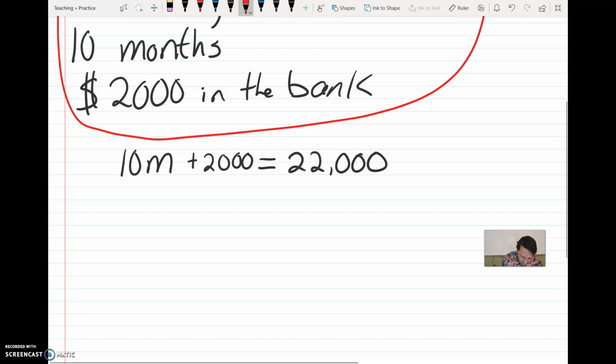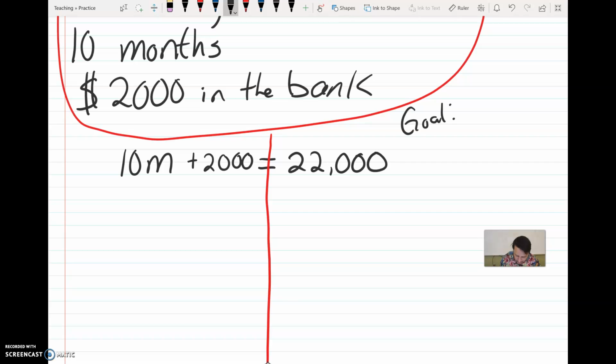Just to make it helpful and useful for you guys, this is how we would solve this. What we need to understand is that there's a left and a right side of this equation. And our goal in solving equations is to get the variable alone. And that variable, and I'll underline it, is this M right here.